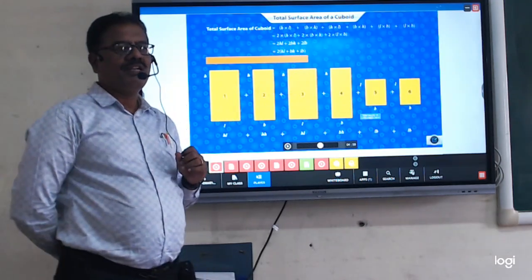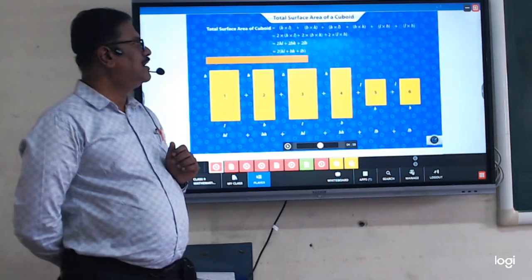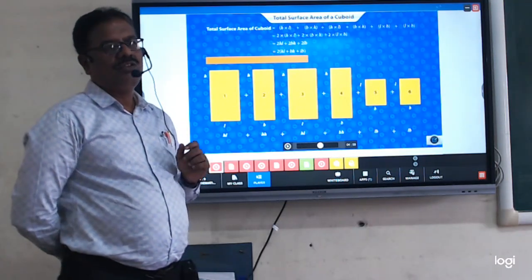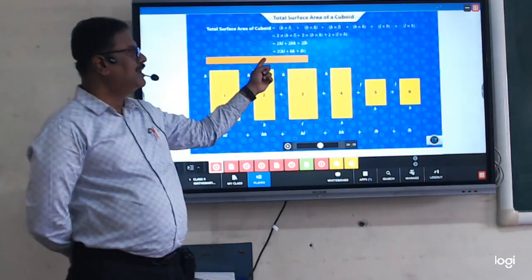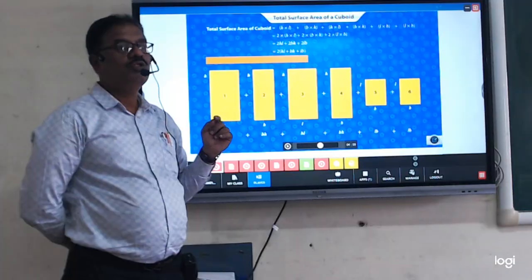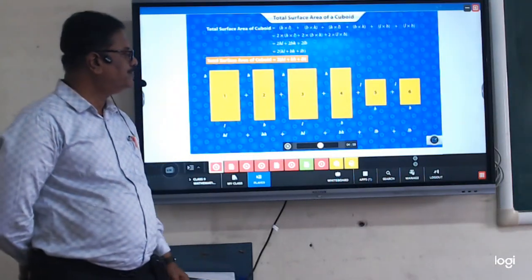What does L represent? Length. What does b represent? Breadth. And what does height h represent? Height. So if I know the L, b, h of a cuboid, by applying this formula, you can calculate the total surface area of a cuboid. Now let us go for the cube now.